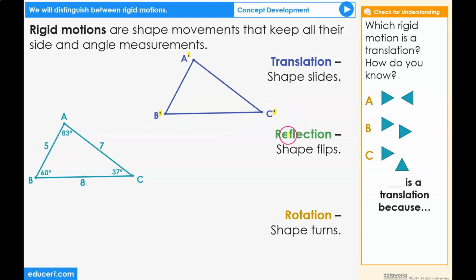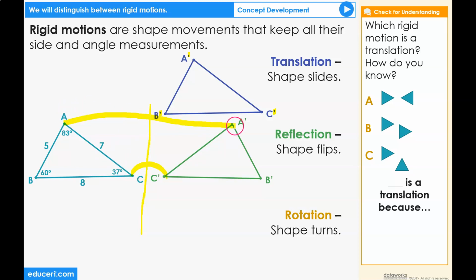The next rigid motion is called a reflection, and in this motion the shape will flip. For example, we take our triangle ABC, and if we flip it, we have a new triangle A prime, B prime, C prime. And you could also think of a reflection kind of like a mirror image. If there was a mirror right here, then we would be able to see this object in the mirror.